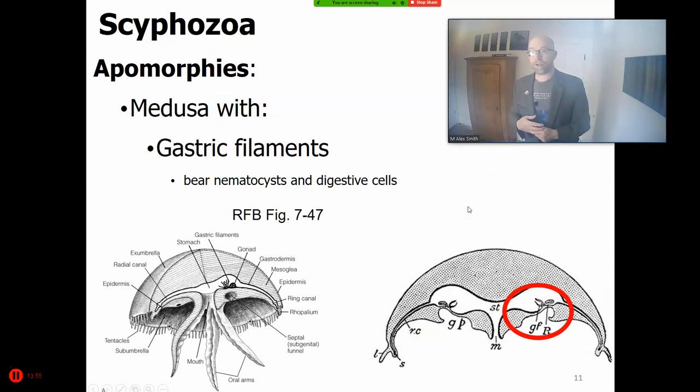There are gastric filaments within these medusoids that you can see here that bear nematocysts and digestive cells. So as it's moving around, it's a highly mobile thing.